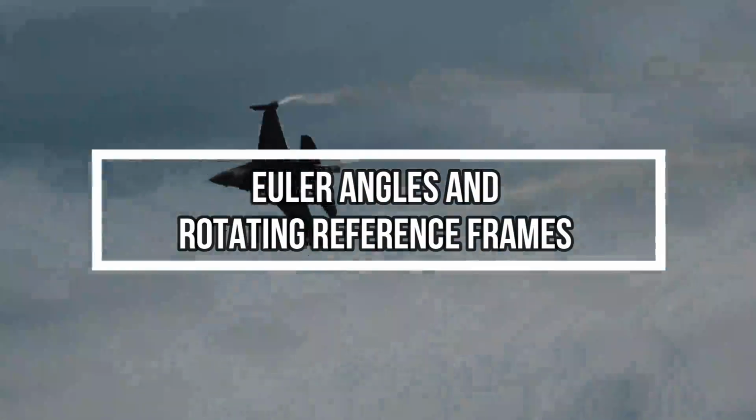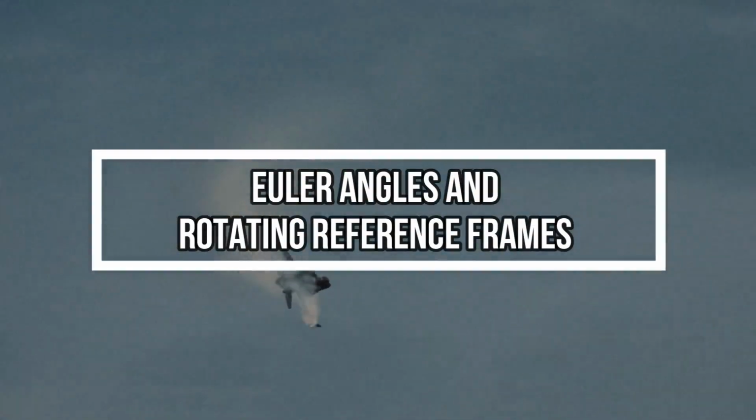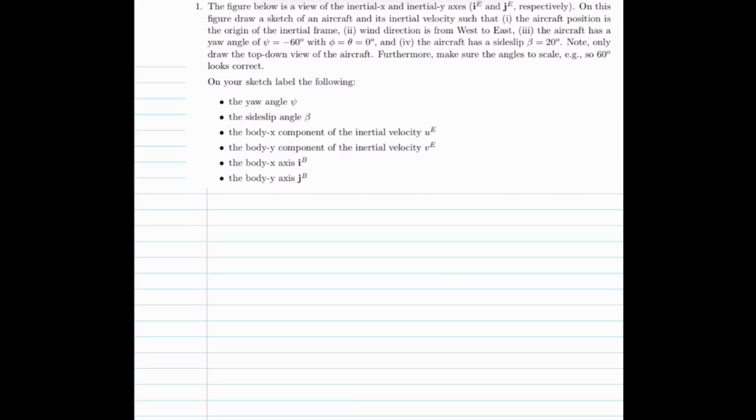In this video, we're going to be talking about Euler angles and rotating reference frames. So the first problem that we're going to be doing is: the figure below is a view of the inertial x and inertial y axis. On the figure, draw a sketch of an aircraft and its inertial velocity such that the aircraft position is the origin of the inertial frame.